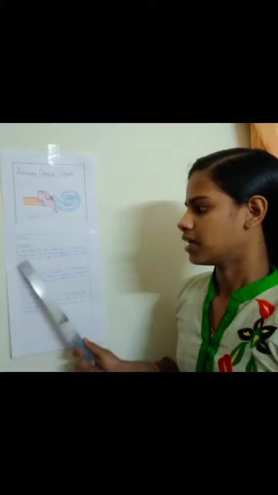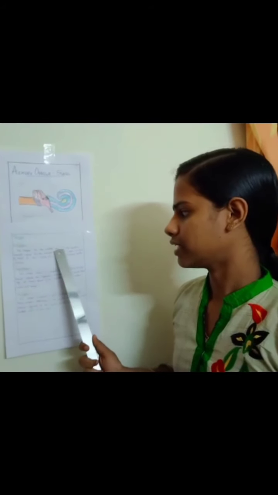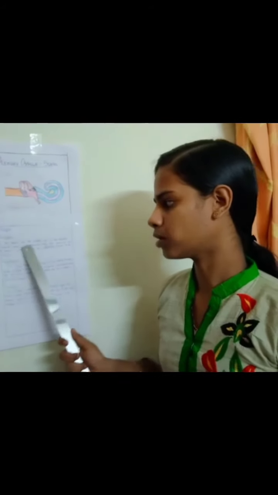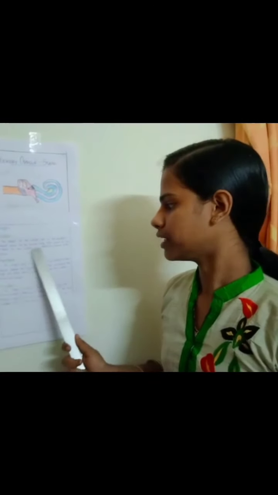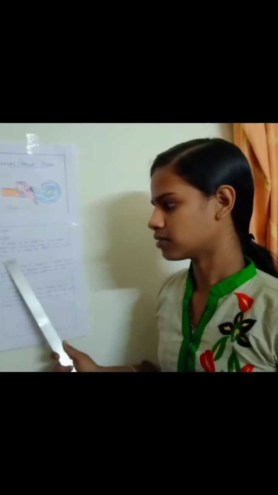Stapes. Location. The stapes in the middle ear is the smallest named bone in the human body. This bone is one of the three in the middle ear, collectively known as the ossicles.